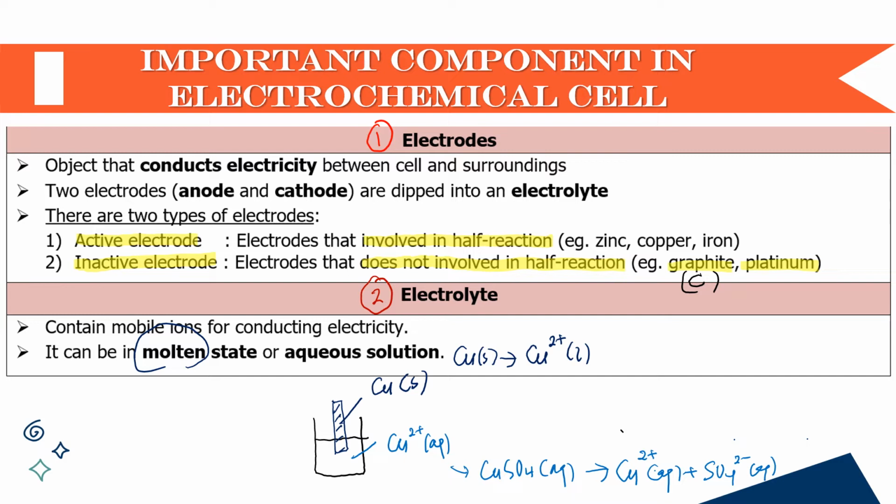Molten, or in liquid state, means there is no water present. But in an aqueous solution, you have water present. So that's the difference between aqueous solution and molten state. We will discuss the molten state and aqueous solution a bit more later when we talk about the second electrochemical cell, which is the electrolytic cell. But for this video, we're only going to focus on the aqueous electrolyte.